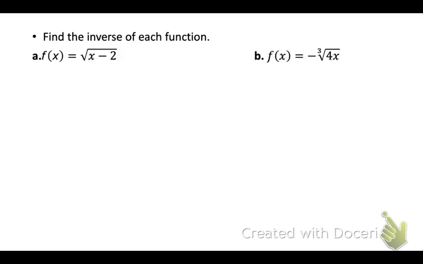Okay, find the inverse of each. So how do you find an inverse? You flip the x and the y. So that's going to be x equals the square root of y minus 2. So how do I get rid of the square root? You square it. So I have x squared equals y minus 2. Add the 2 over. x squared plus 2 equals y.